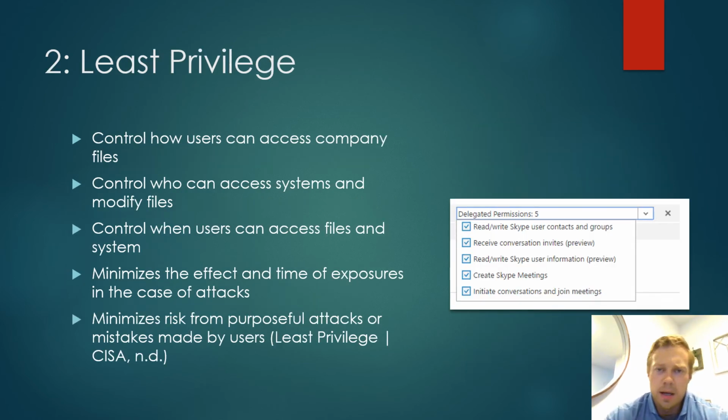Least privilege. Control how users access company files. Especially when environments might become less secure, access controls might need to be tightened. Control what systems they have and if they can modify files. Control when users can access the system, maybe only during working hours. That way, if the computer is shared, less problems. Minimize the effect and time of exposures in case of attack. So by minimizing controls and the time that they have access to the system, you're able to minimize the effects if an attack were to happen. You're mitigating. And then minimize risk from purposeful attacks or mistakes made by users. So again, controlling any access can help minimize the effects of an attack.